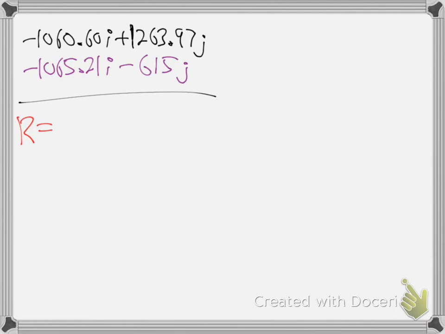1060.60 plus 1065.21. I'm getting 2125.81 negative. And the other one, 1263.97 minus 615. I'm getting plus 648.97j. Okay, so we have the resultant.